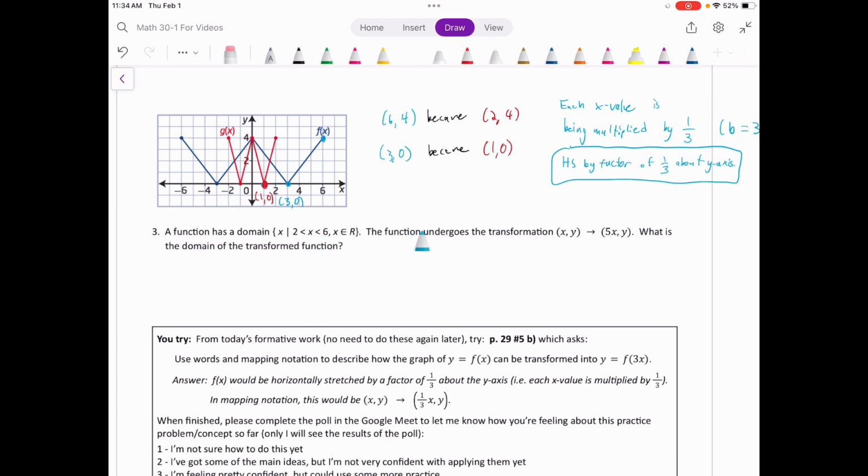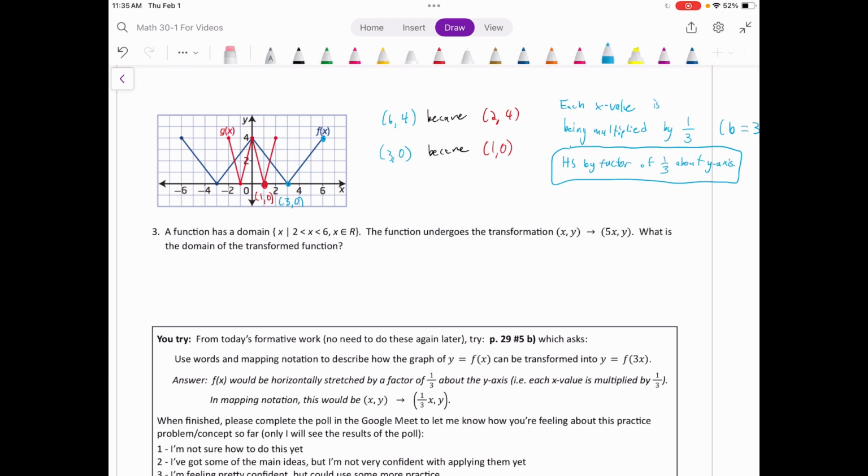The function undergoes the transformation. Okay, they're showing it in mapping notation. So be careful, this is mapping notation. We went from (x, y) to (5x, y). What is the domain of the transformed function? Now remember, mapping notation is a little more direct. It's exact instructions on how to go from your original point to your new point, right? In function notation, it's talking generally about how to transform the equation. Mapping notation is just saying the x's are going to become 5x.